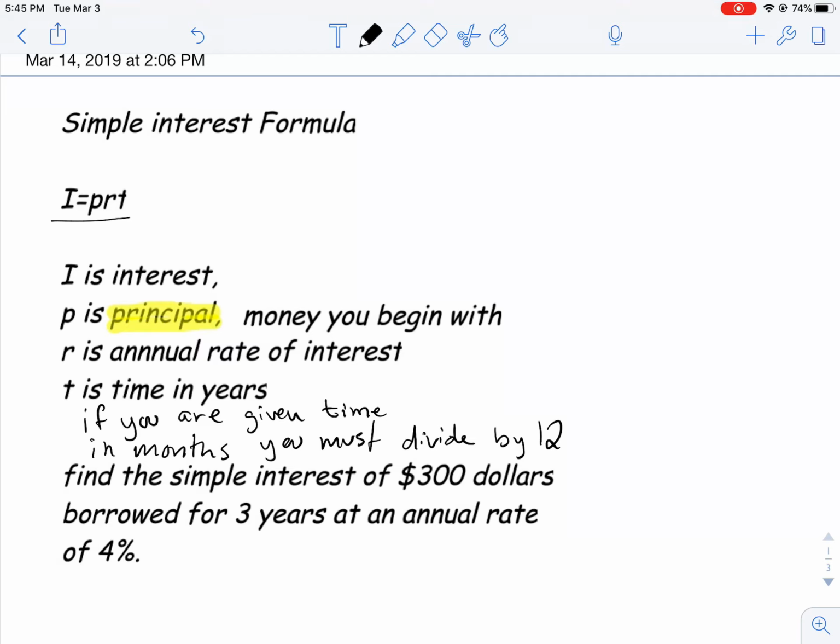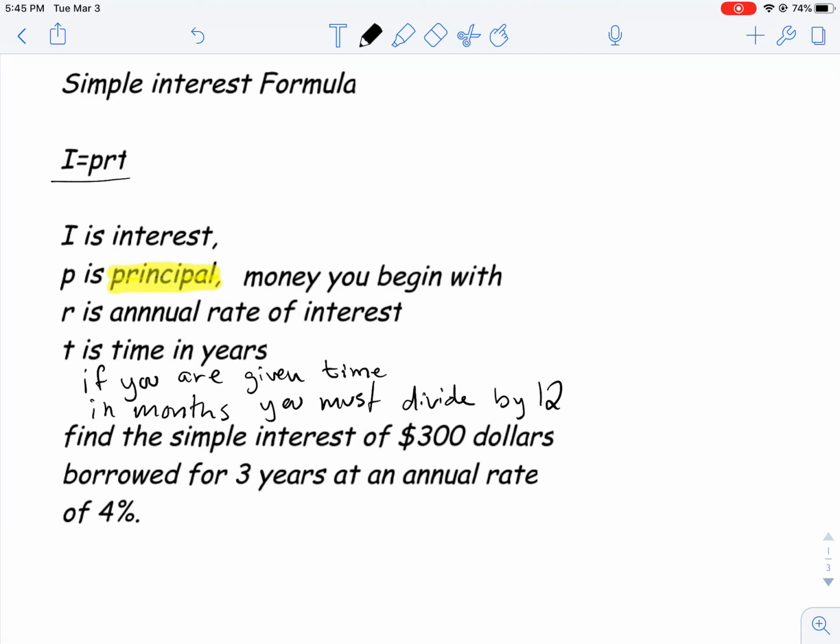P is the principal paid, so money you begin with. R is your annual rate of interest, and then T is time in years. So now, if you're doing simple interest and you're given time in months, you do need to divide by 12. So always break it down to years. Just a quick note, if it was 36 months, you would divide that by 12, and that would equal 3 years.